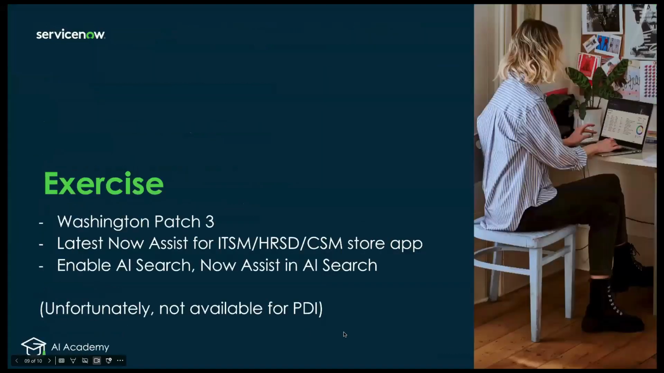Moving on here. So yeah, with that said, that's my overview. I'm going to jump straight into the exercise. As I mentioned, you need Washington Patch 3. You need the latest version of Now Assist for either IT, HR, or customer service. And then you need to enable AI search and Now Assist and AI search. So those are the three prerequisites in order to do what I do.